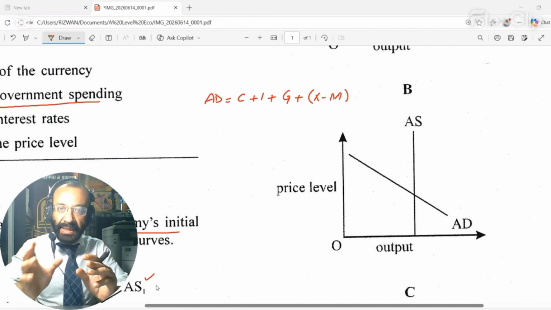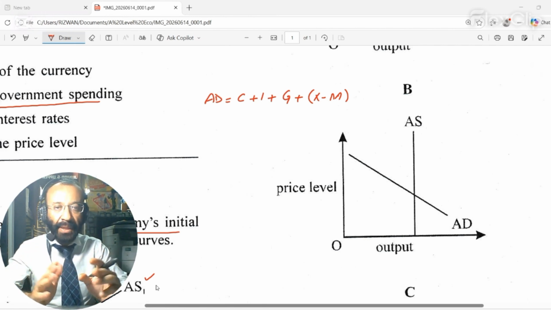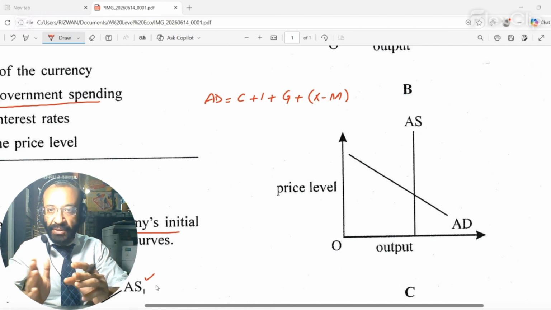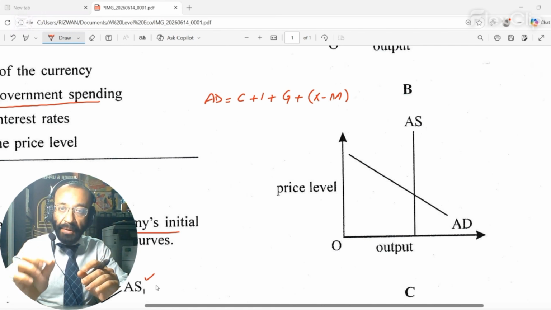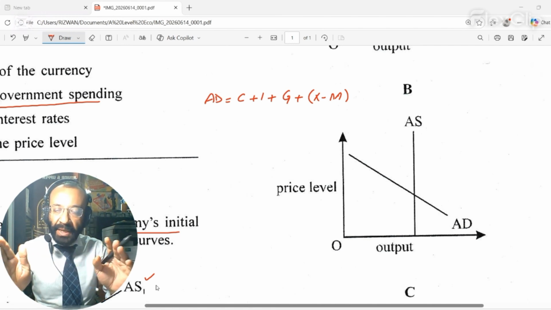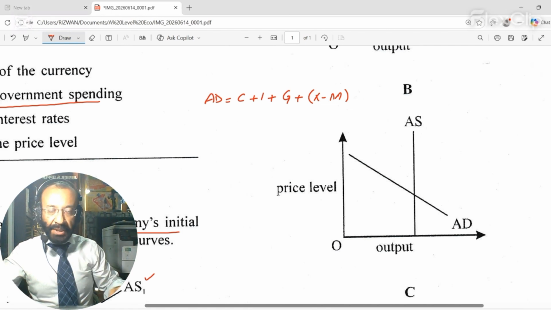However, because the supply cannot expand any further, the equilibrium position moves straight up, leaving the level of the national output completely unchanged. So that's why B is the correct answer.